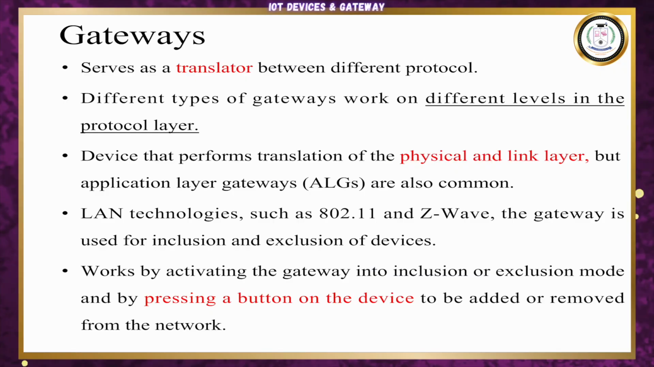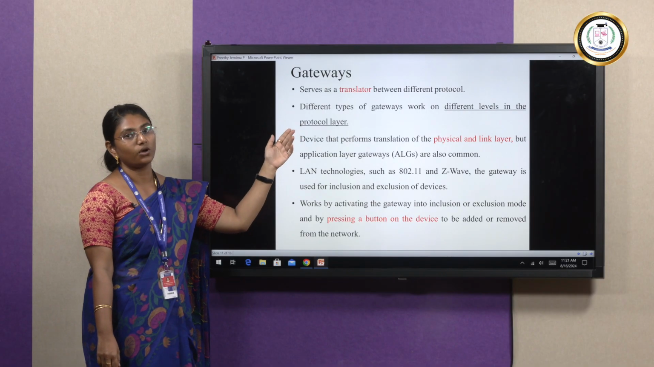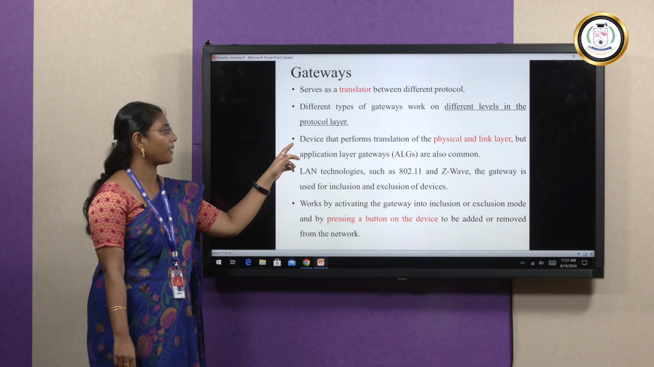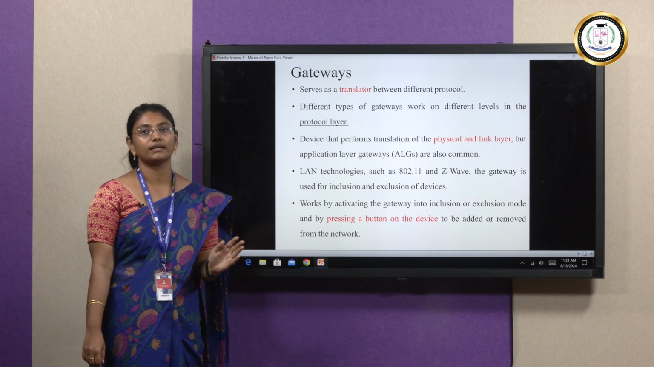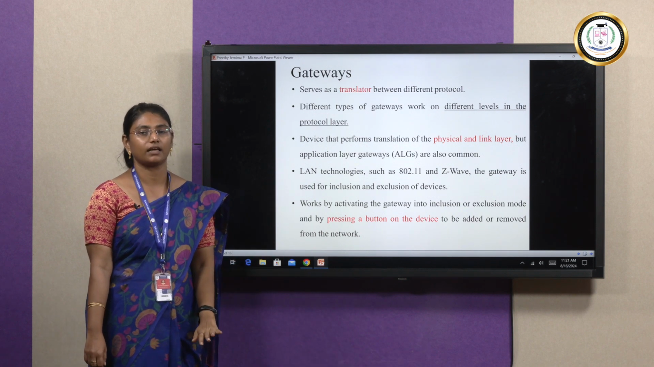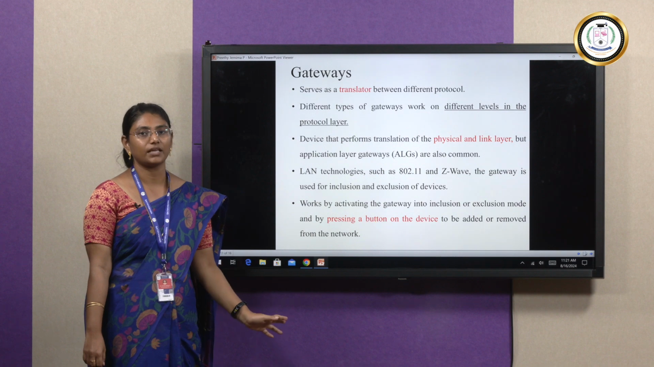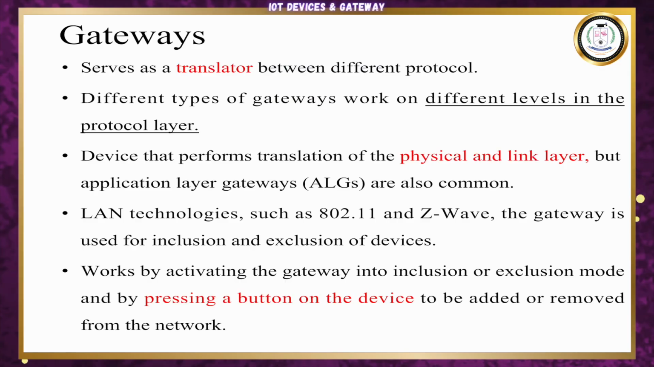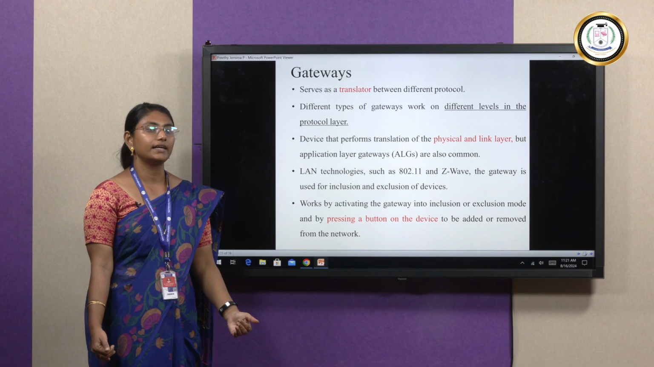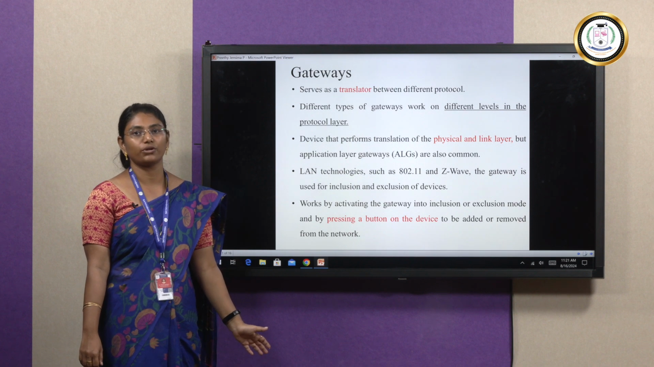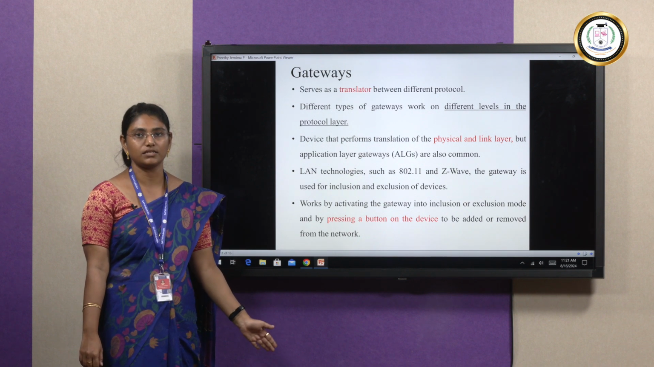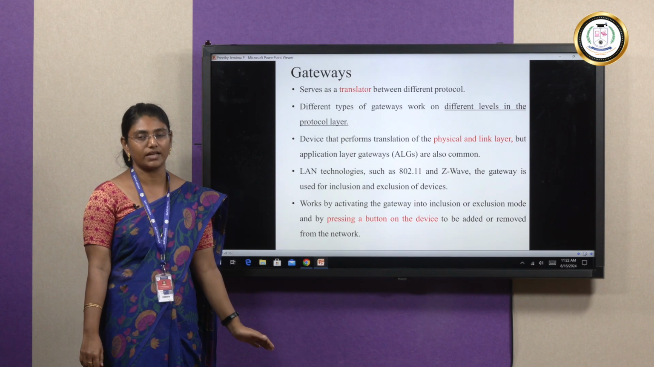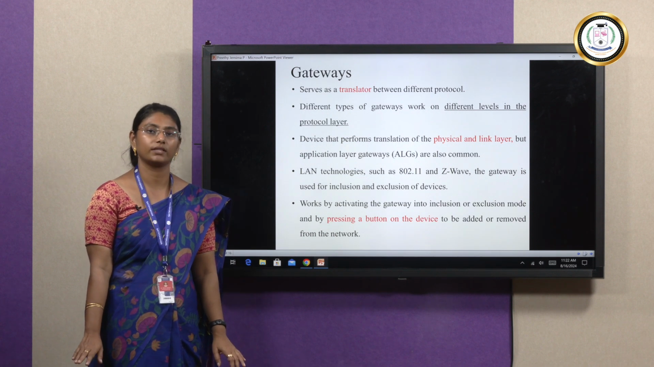So, gateway. A gateway is a translation between different protocols. Different types of gateways work on different layers of the protocol stack. This device is used as a translation between the physical and the link layer, but in common it is called an application layer gateway, ALG. LAN technologies like IEEE 802.11 or Z-Wave can be used under this. It is mainly used for inclusion and exclusion of devices. When you want to activate a gateway, that is inclusion or exclusion of a device, a long press of a button on the device is more than sufficient.